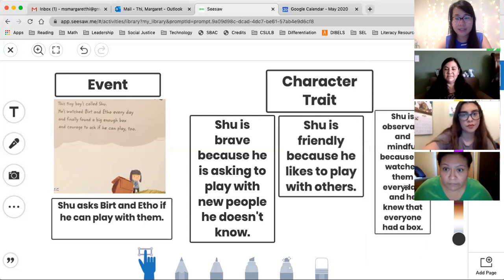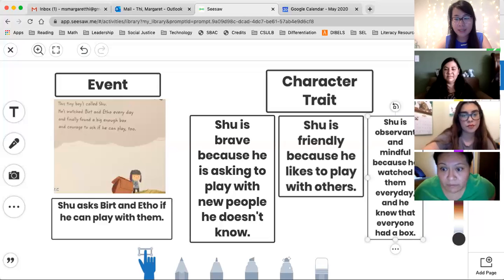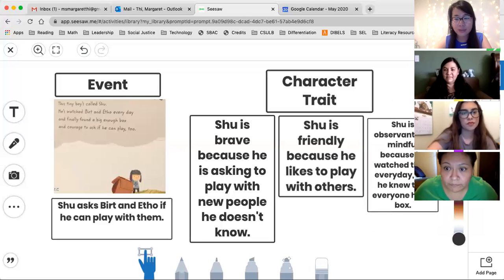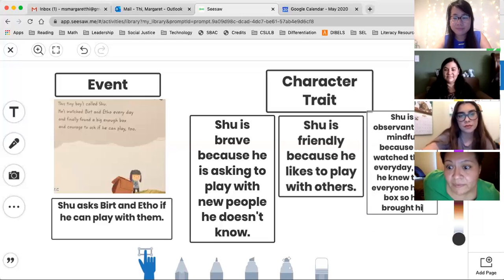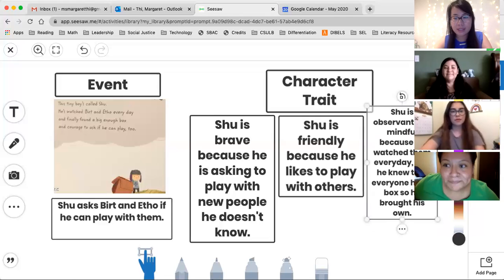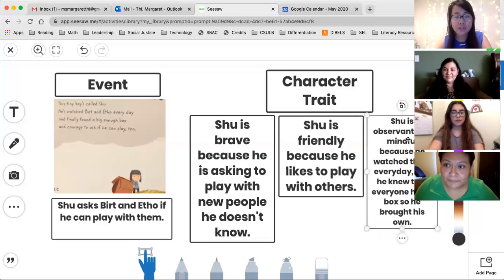That's a good example. So I'm going to reread it and see if there's anything you'd like to add. I just want to make sure I get your thoughts correct. Shu is observant and mindful because he watched them every day and he knew that everyone had a box. So he brought his own. Yeah, and I love that Ms. Rosales not just used the text, she looked at the pictures. We can use pictures to give us ideas about how to describe our characters because it doesn't say, oh, then she brought a box. We can see in the picture that he brought a box.